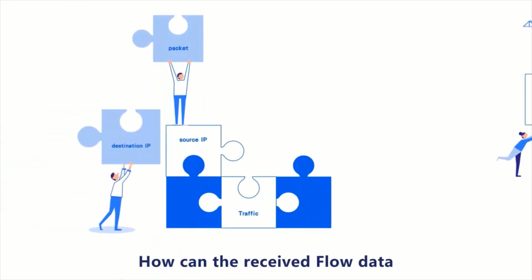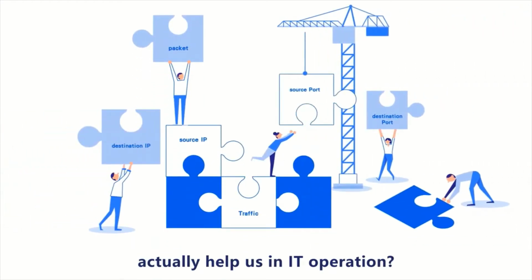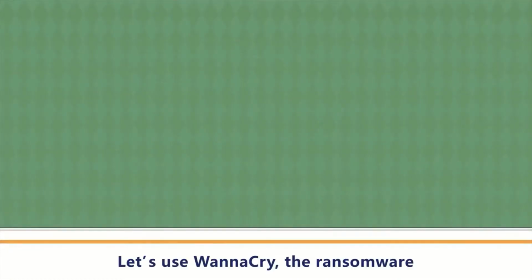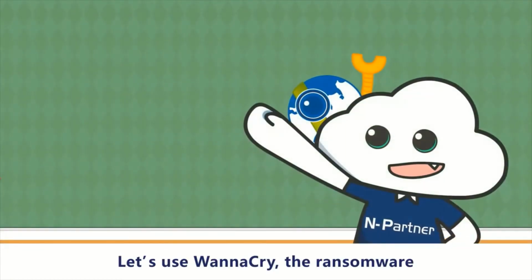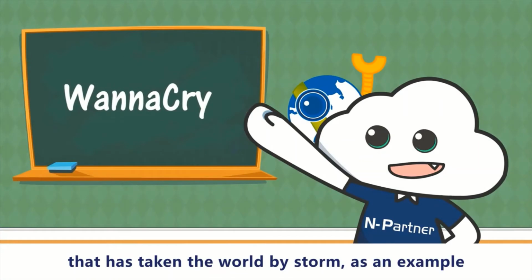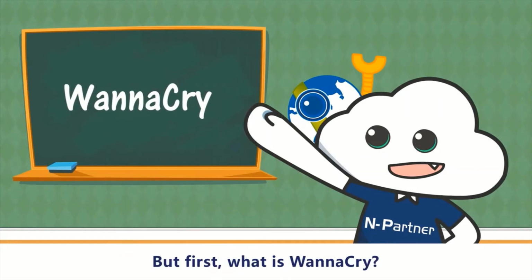How can the received flow data actually help us in IT operation? Let's use WannaCry, the ransomware that has taken the world by storm, as an example. But first, what is WannaCry?